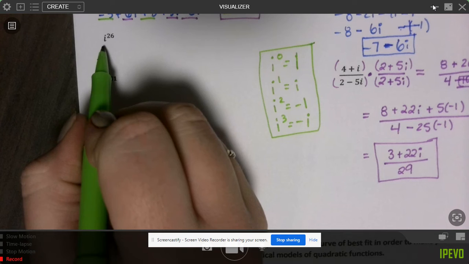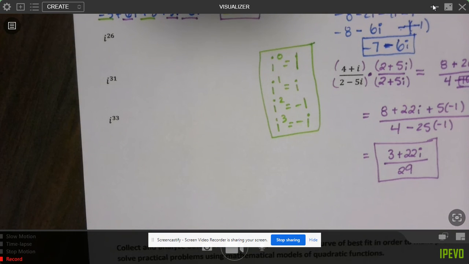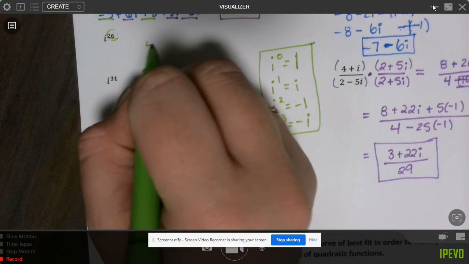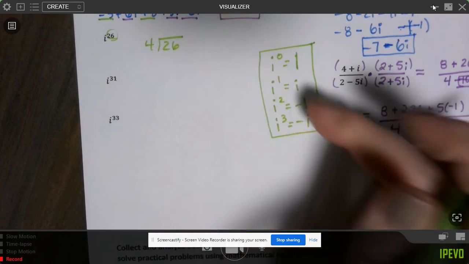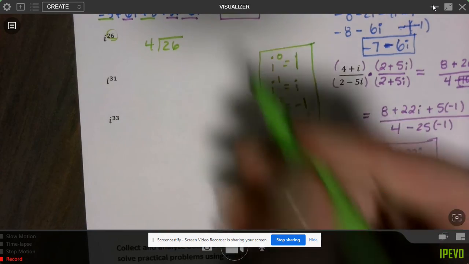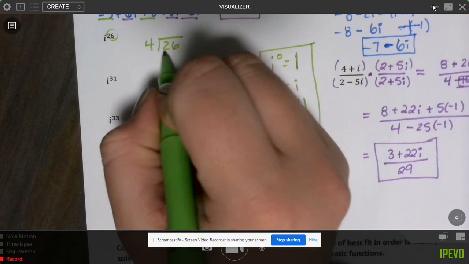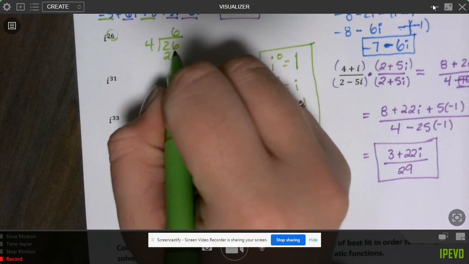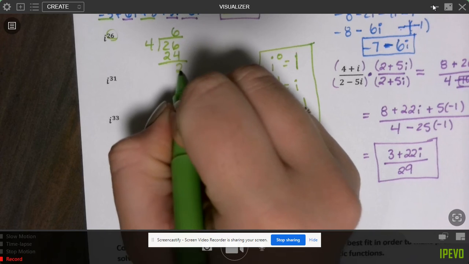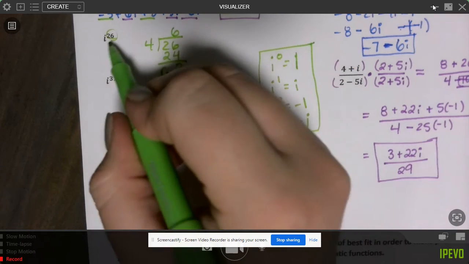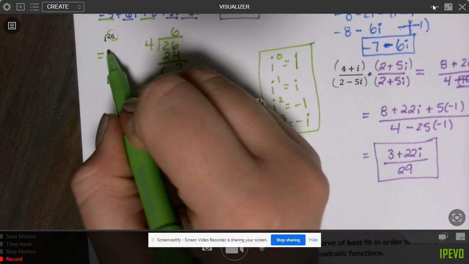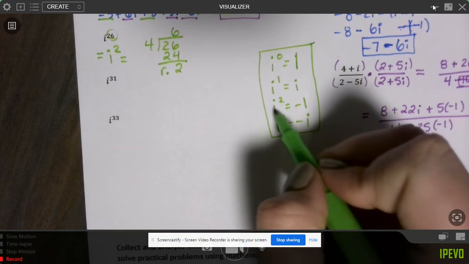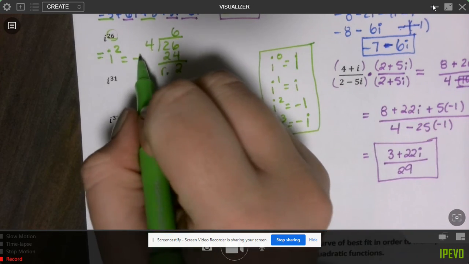So how do we determine what i to the 26th is equivalent to or same as? We take 26 and we divide it by 4 because our pattern repeats every 4th exponent. So 4 goes into 26 6 times because 24 is that multiple. And you've got a remainder of 2, which means i to the 26th is really the same as i squared, or as we know i squared, -1.